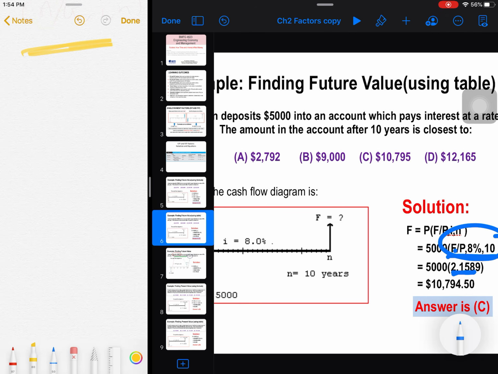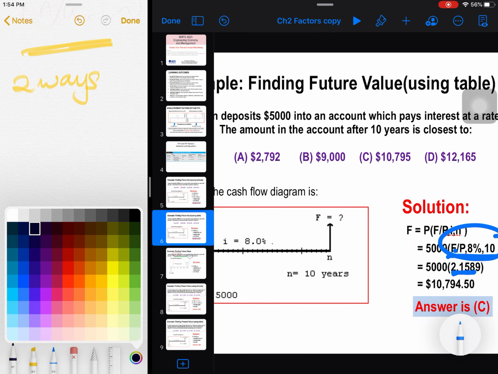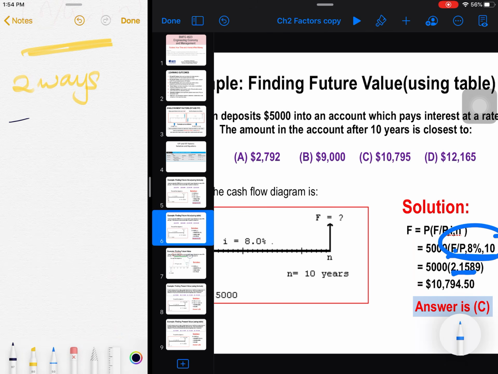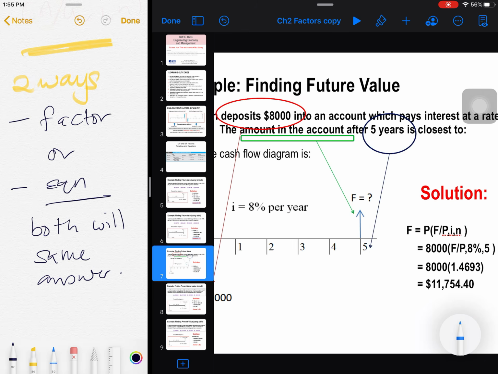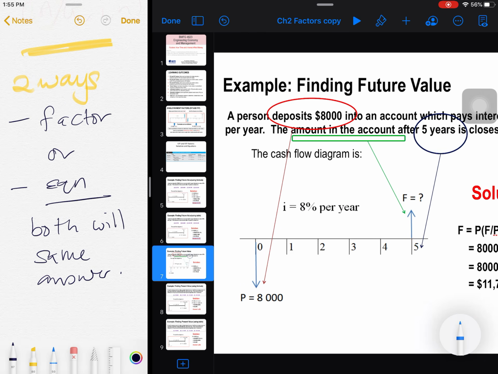So in engineering economy, you have two ways to answer. You can either have it in factor form, or you can have it in equation form. Both will give the same answers. If you're not happy with the answer, you can always check either way. Now we proceed with finding future values.